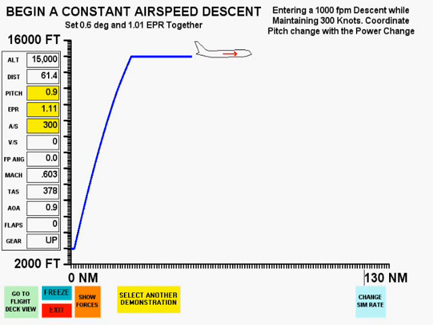Now we will enter a 1,000 foot per minute descent, maintaining the speed at 300 knots. Since this is a constant speed maneuver, we will coordinate pitch changes with power changes. We now set minus 0.6 degrees and EPR at 1.01. Notice that the airspeed remains at 300 knots while the flight path stabilizes at 1,000 feet a minute.